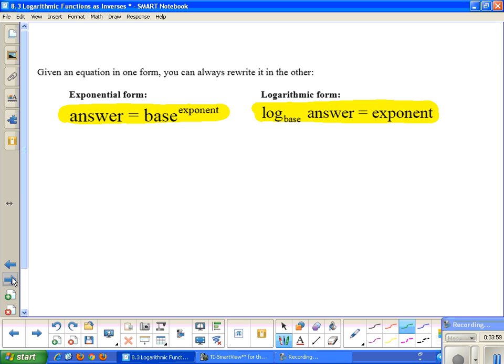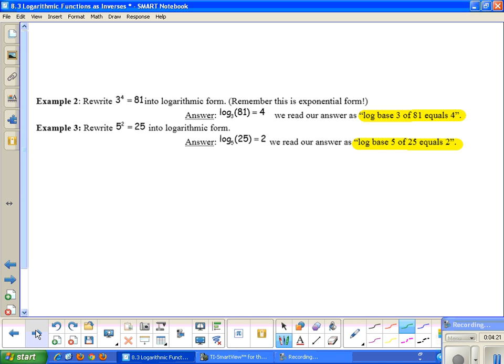So for exponential form, you have a base, an exponent, and your answer. To write it in logarithmic form, it goes log of the base of the answer is equal to the exponent. And remember, this number right here, the base, has to be greater than 0. You can't use 0, and you can't use negative numbers there. So just some examples that I already did for you.